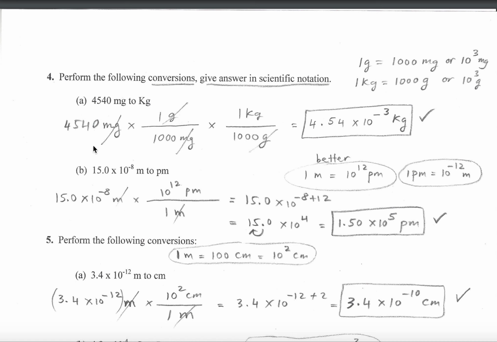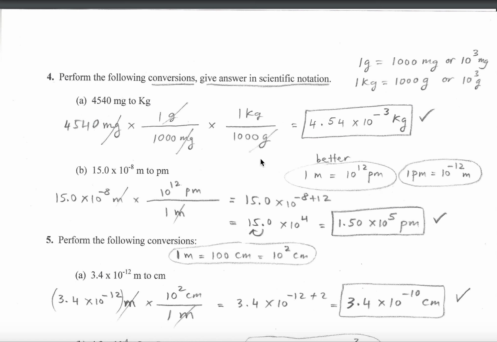So we cancel out milligram. And then from gram, we convert to kilogram. So it's a 2-step conversion: 1 kilogram over 1,000 grams. Cancel out the gram. We get 4.54 times 10 to the minus 3 kilograms. So we write the answer in scientific notation, as requested here.